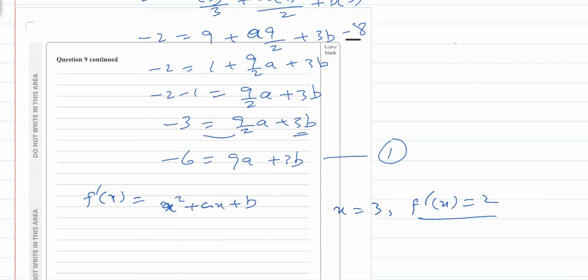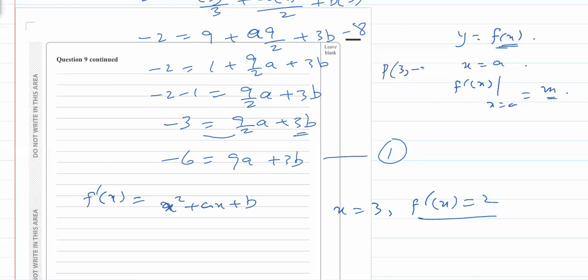If you have y is equal to f of x, how do we take the gradient? For example, at x is equal to a, the gradient will be f dash x at x is equal to a. That will give me the gradient. So now it's given that the gradient is 2 at the point P.